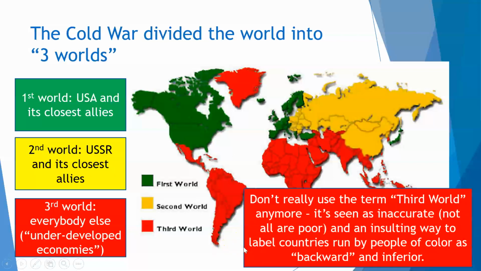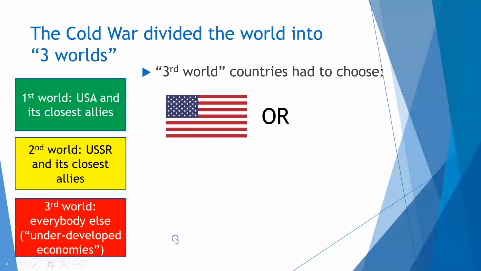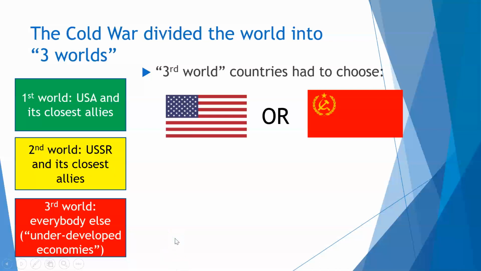Now, we don't really use the term third world anymore. It's seen as inaccurate because not all of these countries are even poor. For example, Saudi Arabia is one of the richest countries in the world. Why is it here? And it's an insulting way to label countries run by people of color as backwards and inferior. However, this idea of 3 worlds is helpful in understanding the fact that the third world countries really had to choose. United States or Soviet Union. This was the choice for most of the 20th century.